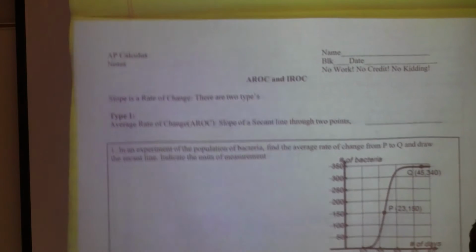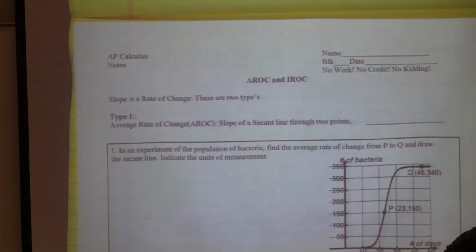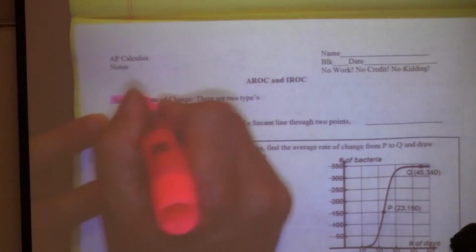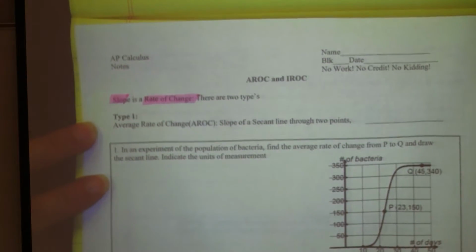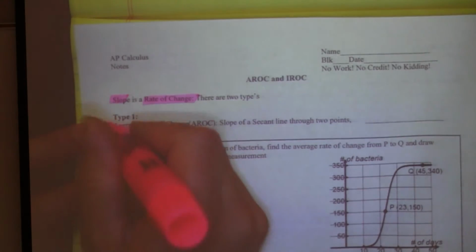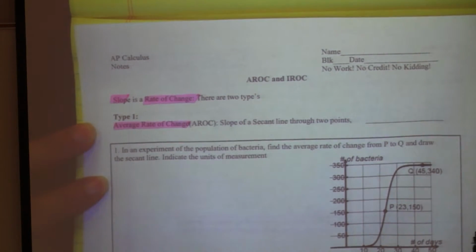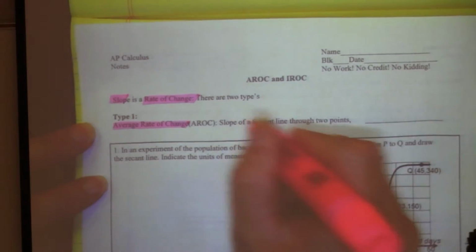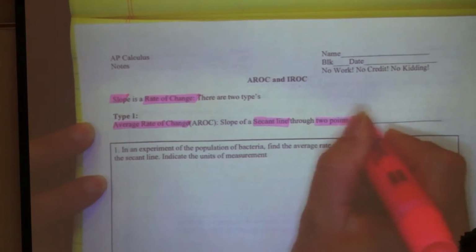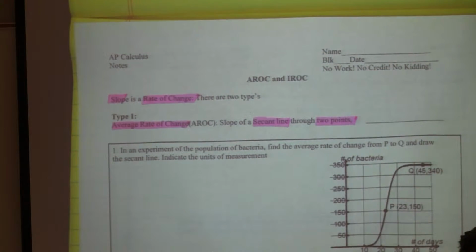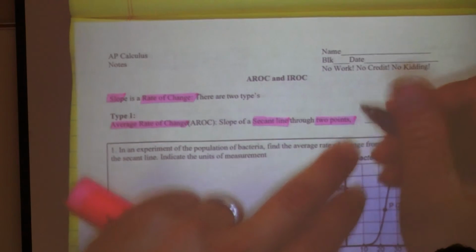So remember that slope is just a rate of what? Of change, and there's two types. The first one we're going to talk about is average rate of change, and we know that it's the slope of a what? Secant line, and we need how many points? Two. That means we need an x and a y. We know that it's called what?